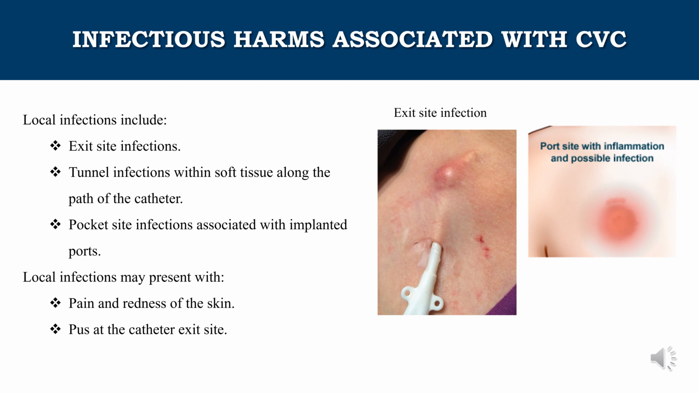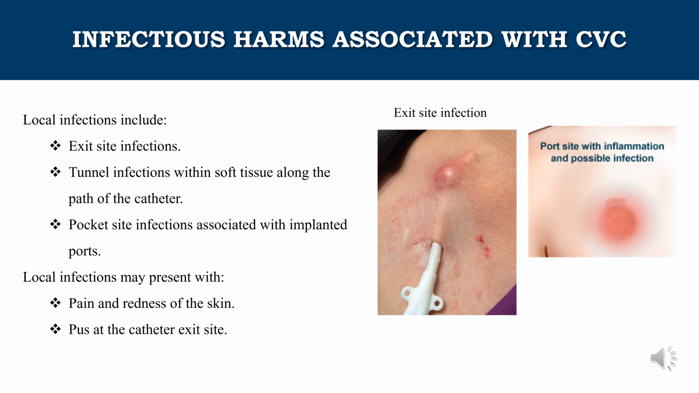Systemic infections include bloodstream infections or sepsis that occur in residents with central lines. Bloodstream infections may present with fever, a drop in blood pressure, also referred to as hypotension, or delirium. Central line-associated bloodstream infections, or CLABSIs, occur when pathogens enter the bloodstream while a CVC is in place.